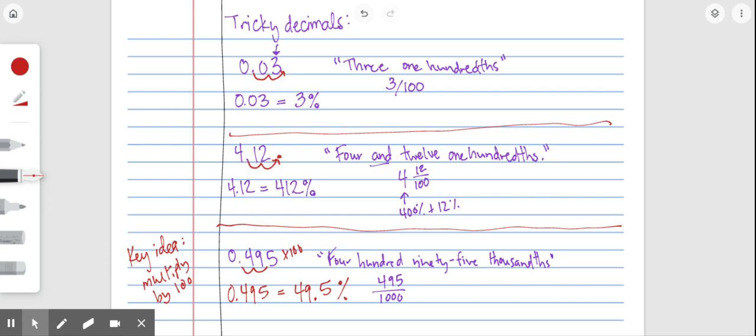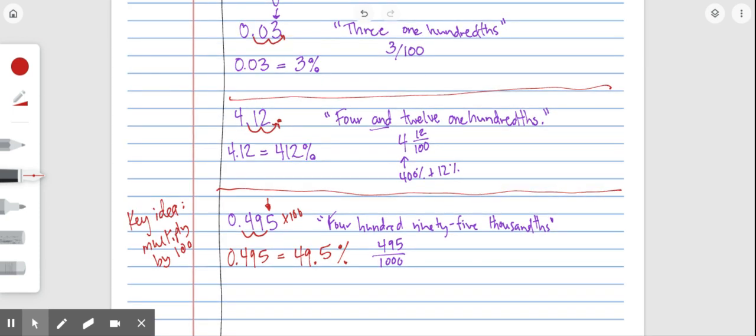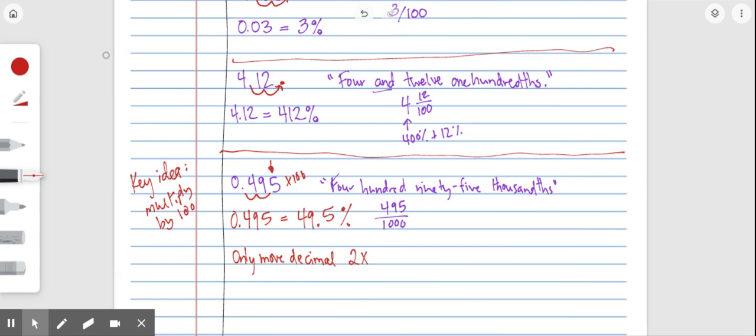Okay, so when you have an extra number to the right of the decimal, any extra numbers go to the right of the decimal in a percent. So you can only move the decimal place 2 spots. Only move the decimal 2 times. Okay, you can only move the decimal 2 times.